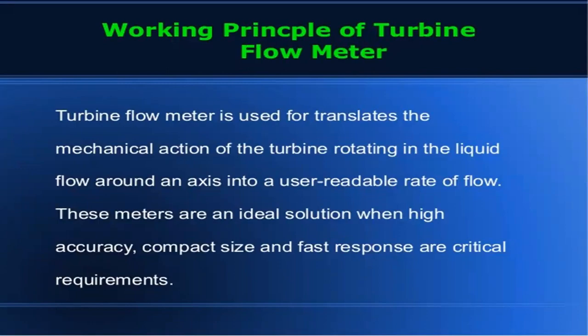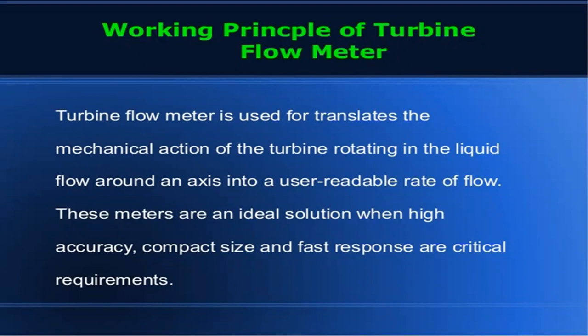What is the working principle of this turbine flow meter? The turbine flow meter translates the mechanical action of the turbine rotating in the liquid flow around an axis into a user readable rate of flow. These meters are an ideal solution when high accuracy, compact size, and fast response are critical requirements. The main purpose is to calculate the flow rate of different liquids passing through the pipes.